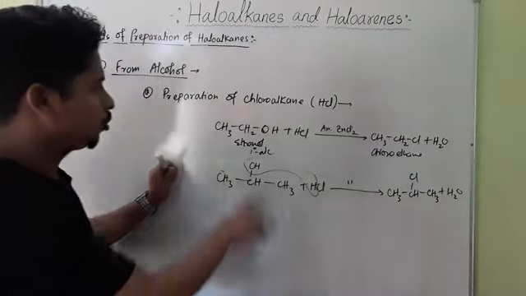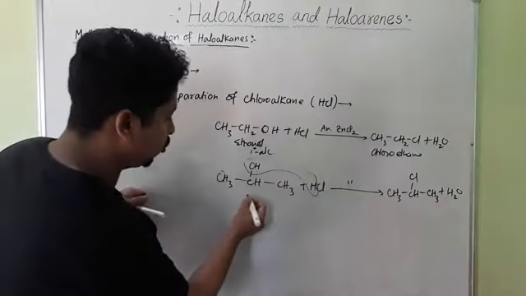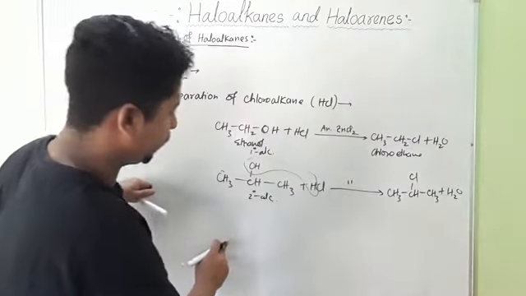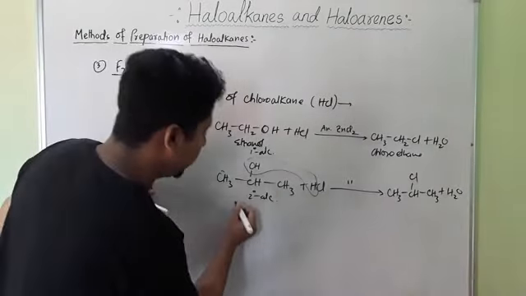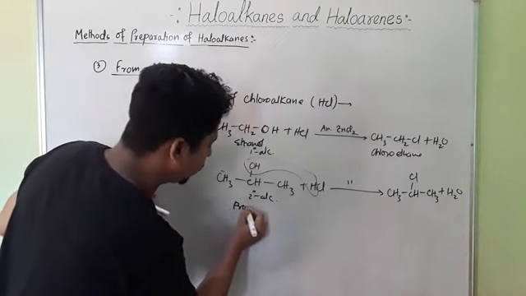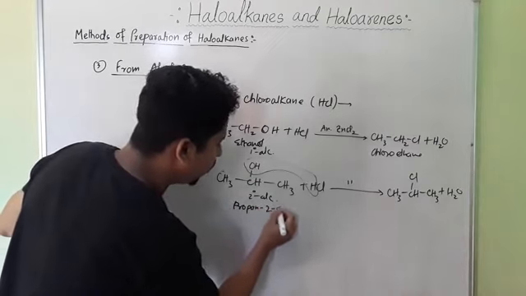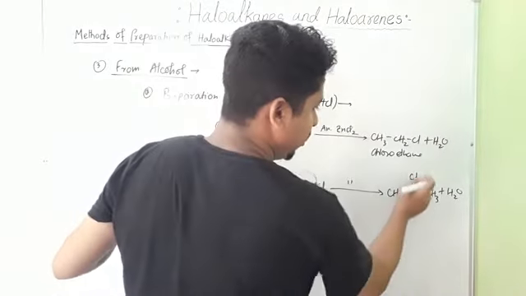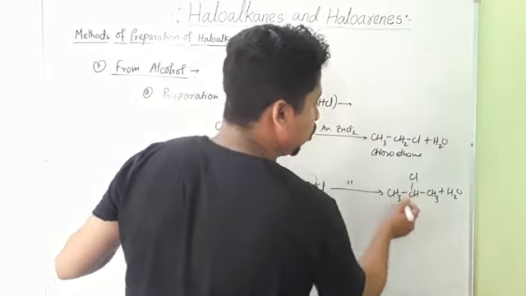So this is a 1 degree alcohol, and this is a 2 degree alcohol. What is its name? Its name is propan-2-ol. And this haloalkane is named 2-chloropropane.